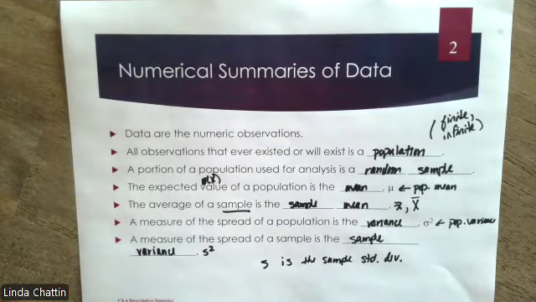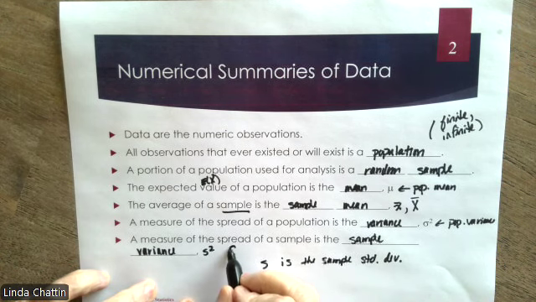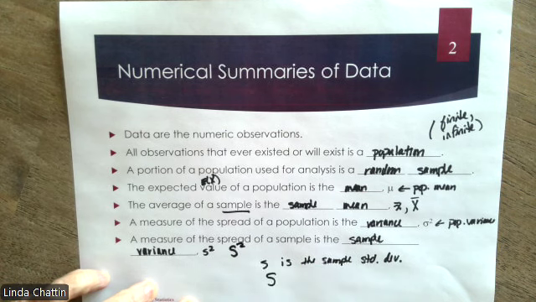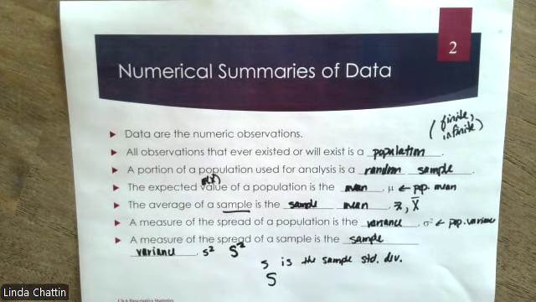Okay, I think that's all I wanted to say about that slide. Oh, these are numerical values, but you can also have capital S and capital S squared for the sample standard deviation and variance. These are random variables. And again, we'll get to that when we get to the next chapter.